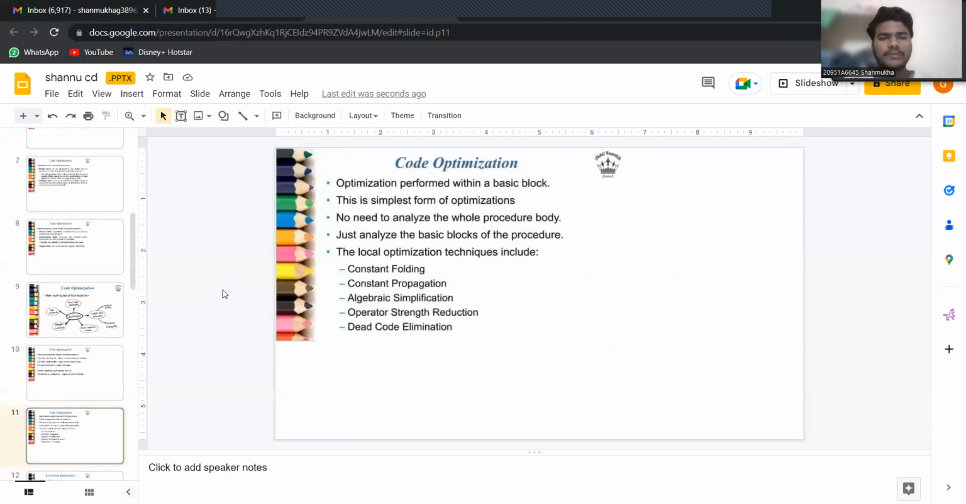Now, local optimization is performed within a basic block. This is the simplest form of optimization. No need to analyze the whole procedure body, just analyze the blocks of the procedure. The local optimization techniques include constant folding, constant propagation, algebraic simplification, operator strength reduction, and dead code elimination.